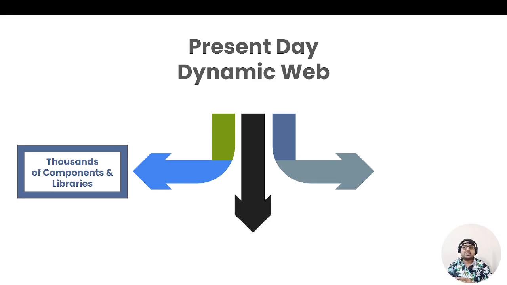Now let's look into the present day dynamic web. In the present day, how are web developers developing web applications? In the present day, web developers are equipped with thousands of components and libraries. We are fortunate that we are equipped with thousands of components and libraries. For example, let us suppose you are making an e-commerce application. You have to implement the cart. There is a library for the cart. You just have to plug it into your project, and all the functionality of the cart will be implemented automatically.